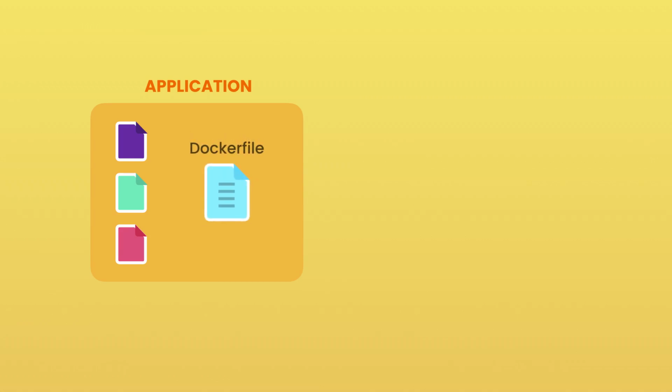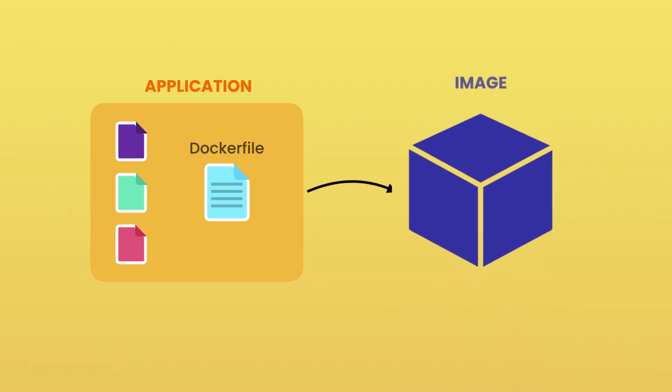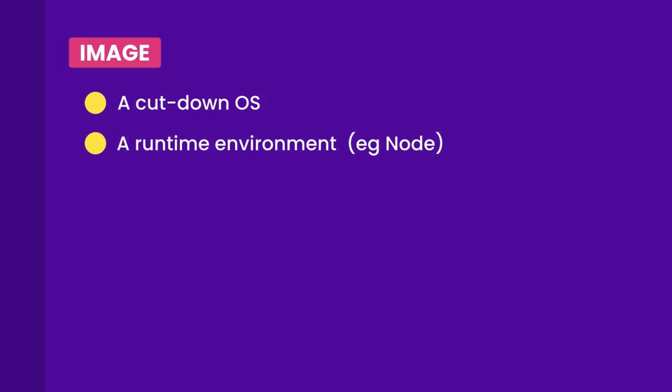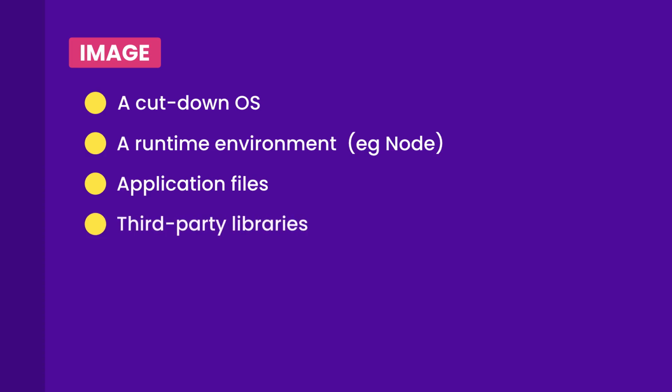A Dockerfile is a plain text file that includes instructions that Docker uses to package up this application into an image. This image contains everything our application needs to run. Everything. Typically, a cut down operating system, a runtime environment like Node or Python. It also contains application files, third-party libraries, environment variables, and so on. So we create a Dockerfile and give it to Docker for packaging our application into an image.